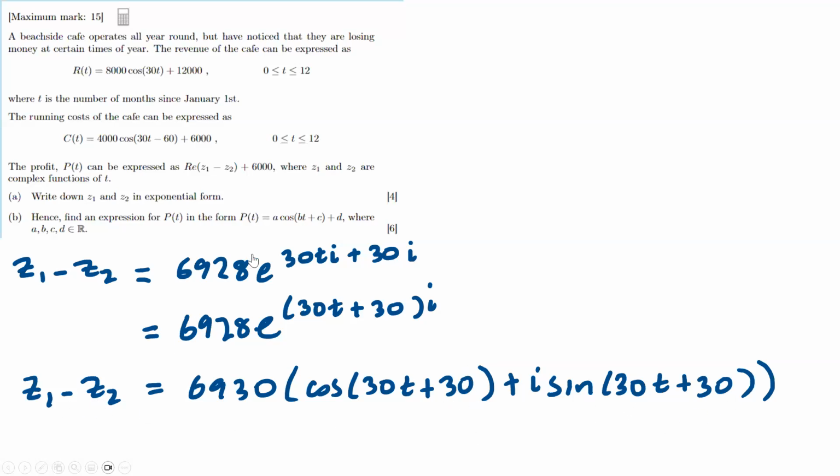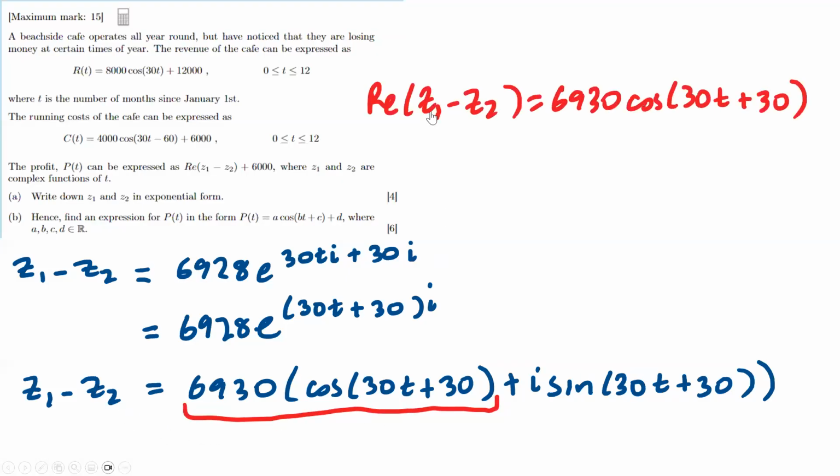Now, we're trying to write this as a cosine function, and it's the real part of this complex number. Just underlining here the real part. So that's the real part of the complex number: 6,930 times the cosine of 30t plus 30. So that is the real part of Z1 minus Z2. That means we can substitute all of that into this part of the expression for the profit.